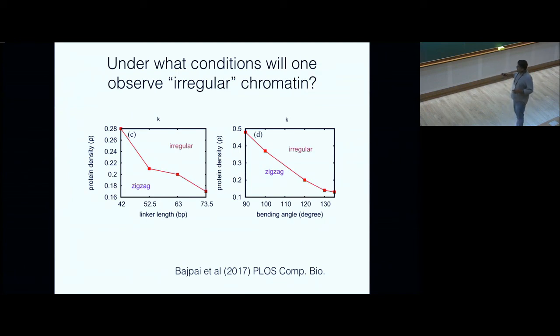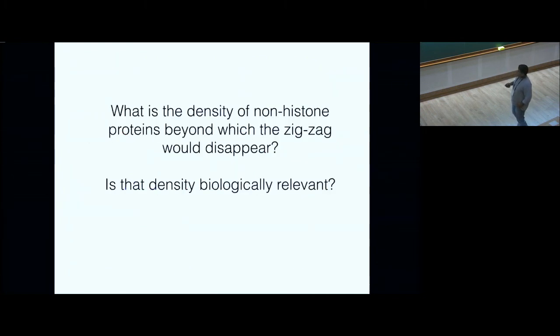So if the bending angle is very small, then again you will get zigzag for a given protein density. So there is a quote-unquote critical protein density above which it would become irregular for any bending angle. Similarly, for any linker length, there is some protein density beyond which it would become irregular. So this is the prediction of our theory.